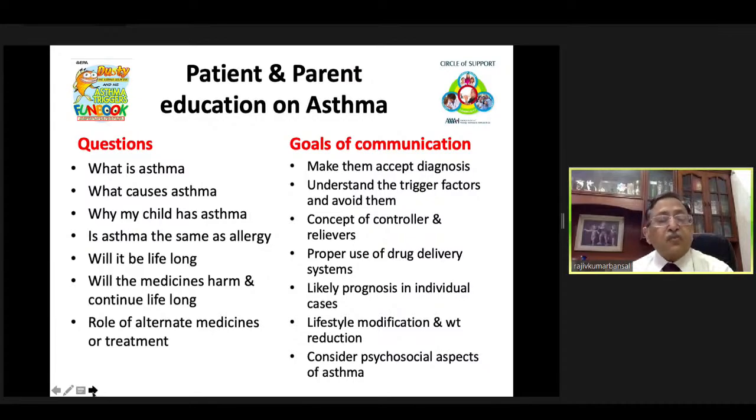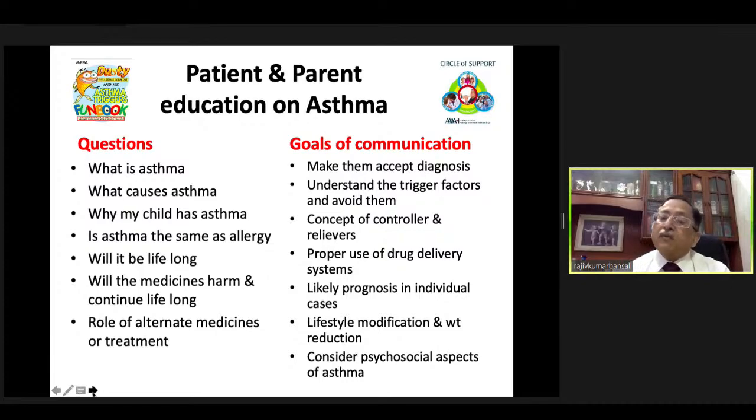Will it be lifelong? That's what everybody wants to know for any disease, as a matter of fact. Will the medicine harm and continue lifelong? That's a very important thing to be addressed. And you need to tell what is control, when they can decrease their medication and when they may have to step up their medication, and the role of alternative medicines or therapies. What the goals of communication are, then make them accept the diagnosis. We need to understand the trigger factors. They need to understand. The concept of controller and reliever needs to be emphasized to each and every parent. The proper use of the drug delivery system is of the most important value.